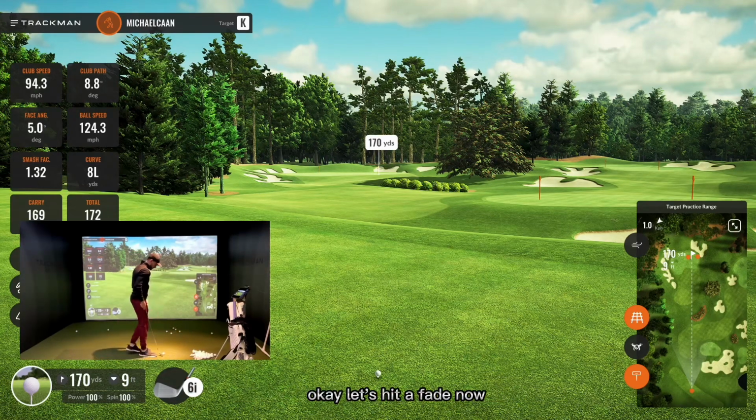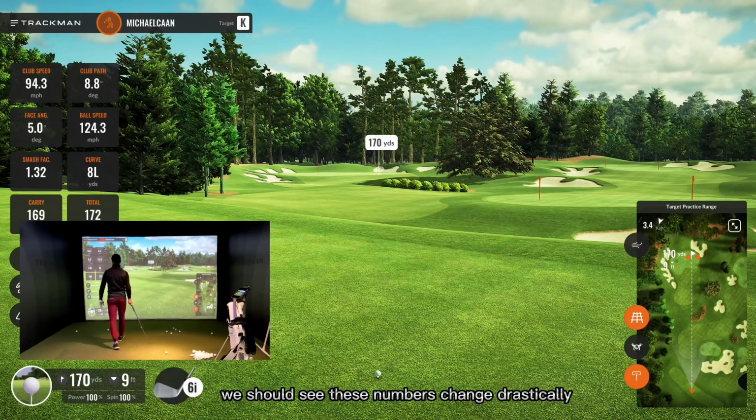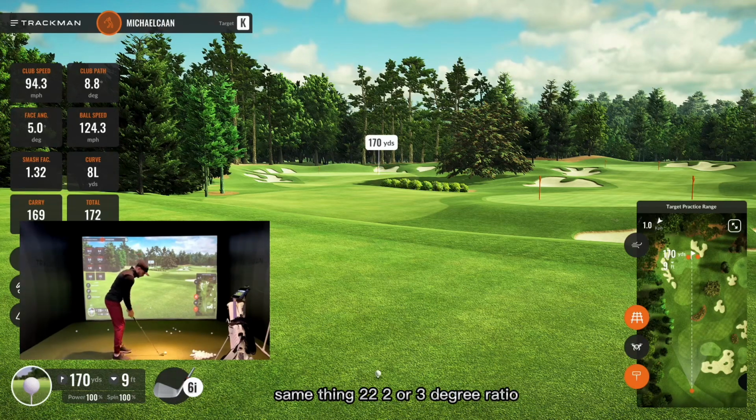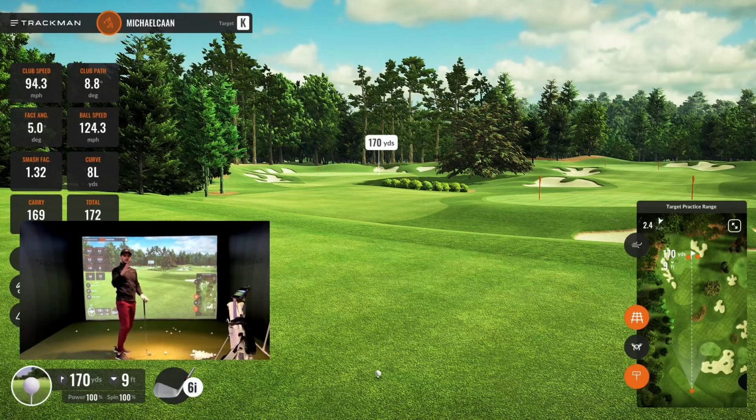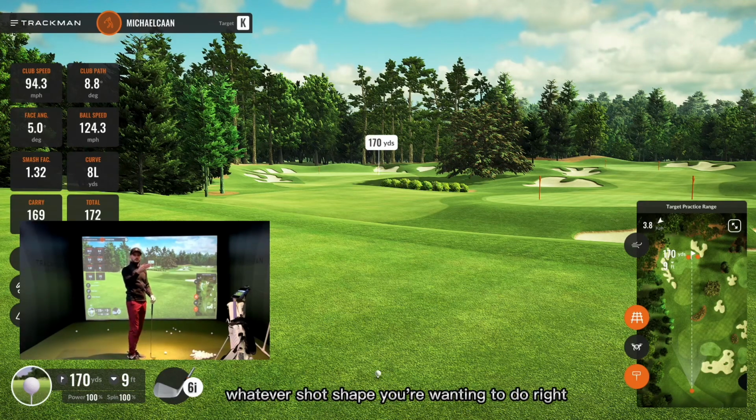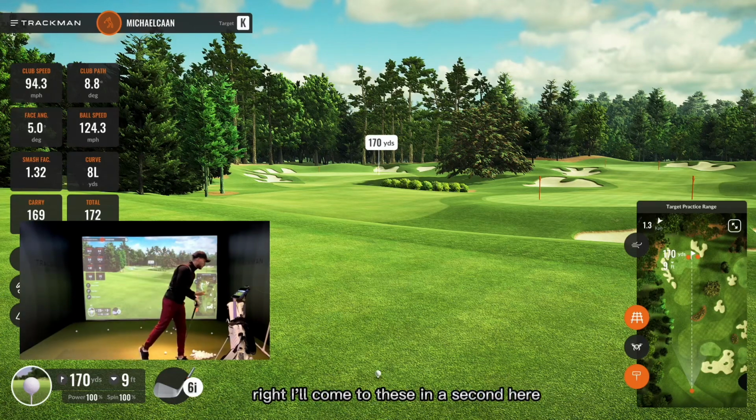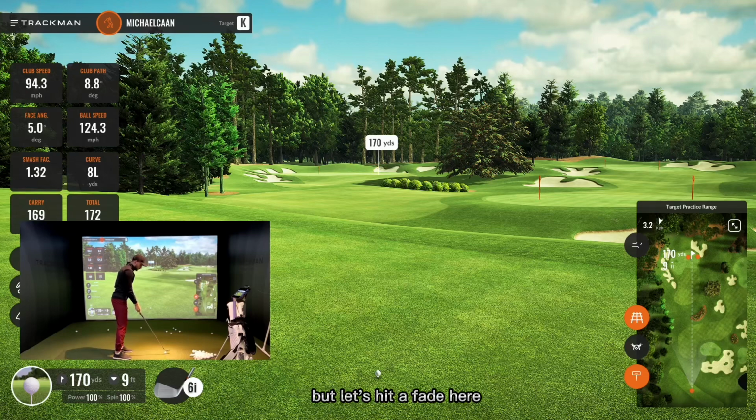Okay, let's hit a fade now. So if we do this properly, we should see these numbers change drastically. This should be in the negative. This should also be in the negative. Okay, same thing. 2 or 3 degree ratio. Because my path, again, to hit a proper, whatever shot shape you're wanting to do, right? If you want to hit a proper draw, your fade, you want to start it right and bring it back. You don't want to start it straight and draw it, right? Because you want to finish right of your target, right? I'll come to these in a second here, 1 second. But let's hit a fade here.